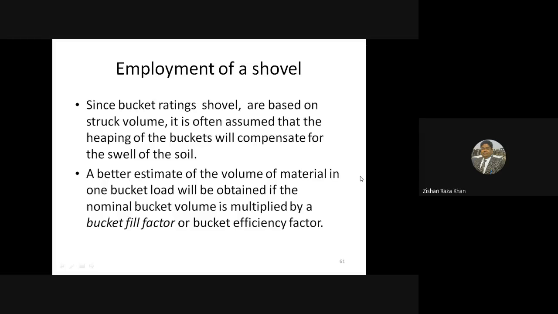A better estimate of the volume of material in one bucket load will be obtained if the nominal bucket volume is multiplied by the bucket fill factor or bucket efficiency factor, because it depends on the type of material which is being excavated by the shovel.